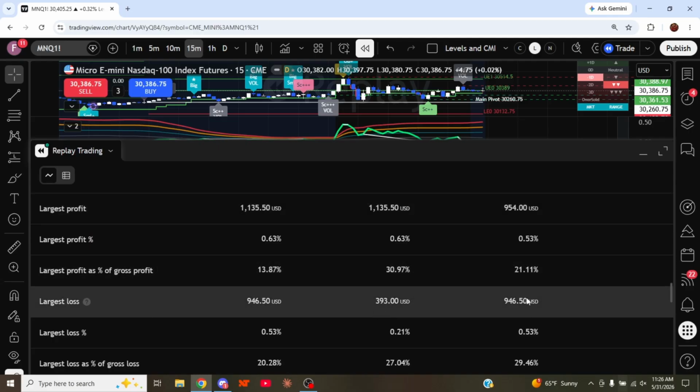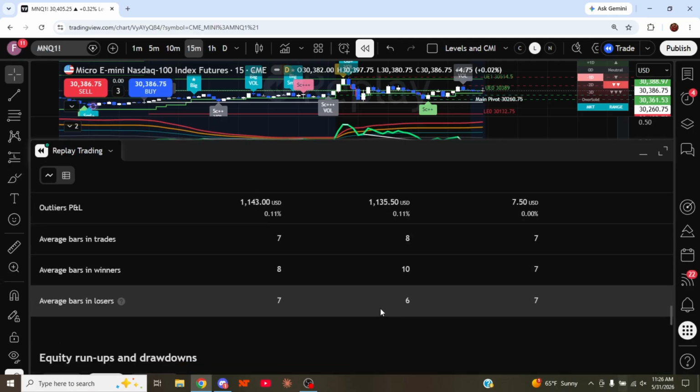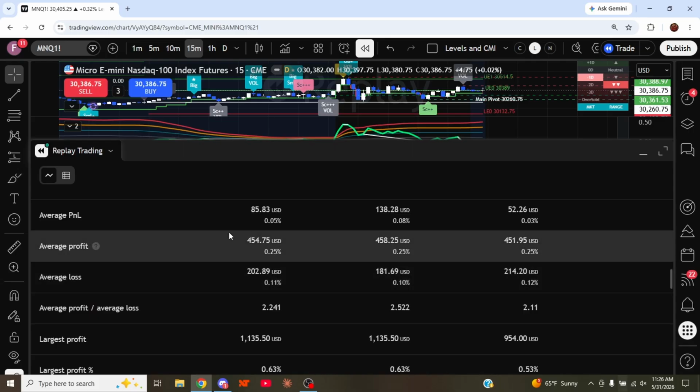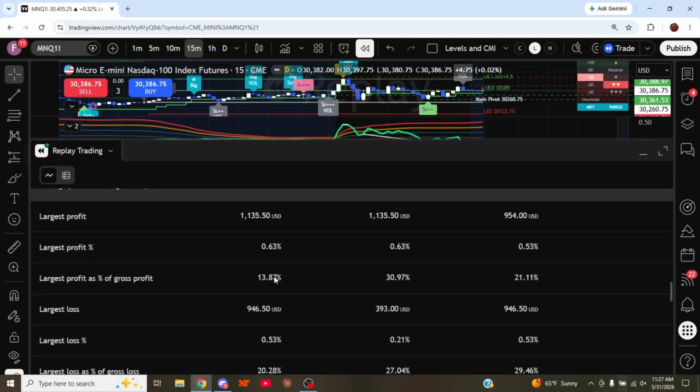This is my average. Oh wait, these are my largest. My average losses. Okay, so average profit and loss. So my average loss is half of my average profit, which is a big.